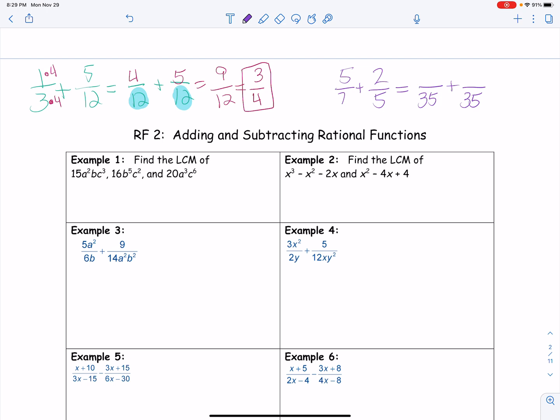We're not even going to be working with numbers. So what would I multiply 7 by to get the common denominator? I would multiply by 5. And what would I multiply 5 by to get the common denominator? I'd multiply by 7. So when I add that, I get 39/35, which is my answer. It doesn't simplify. So you can't check to see if it simplifies until you get a common denominator.